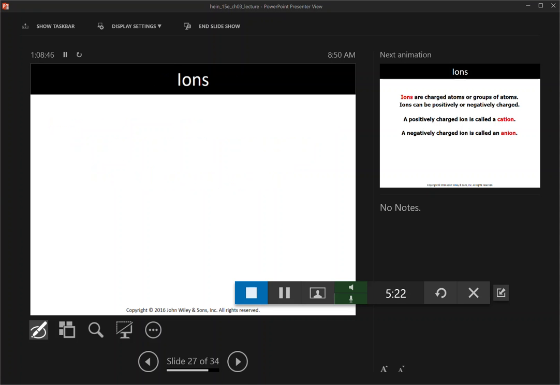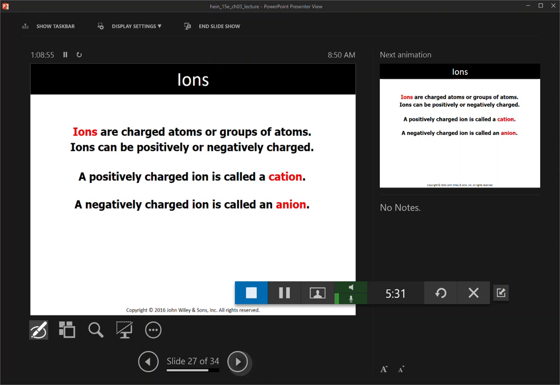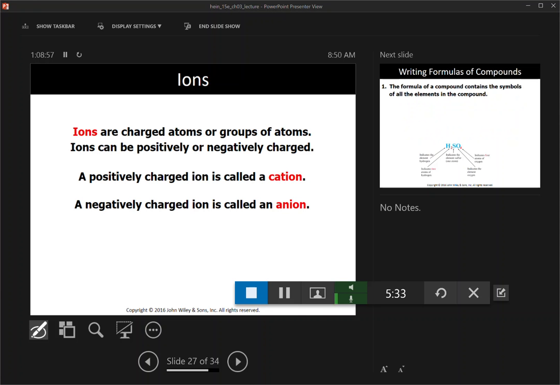Now, we talked about ionic compounds very briefly, and I told you that ionic compounds are composed of charged species, and I also mentioned that charged species are called ions. If the charge of your ion is positive, that becomes a cation. And if the charge is negative, that becomes an anion.